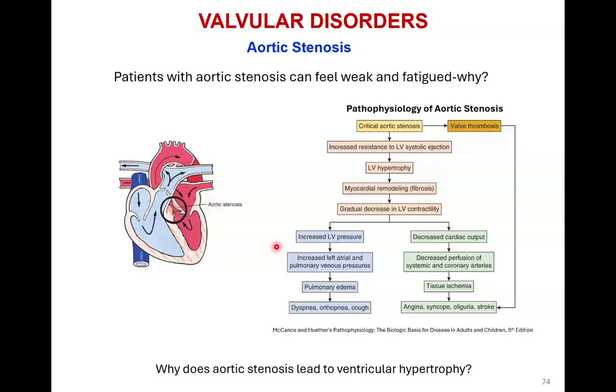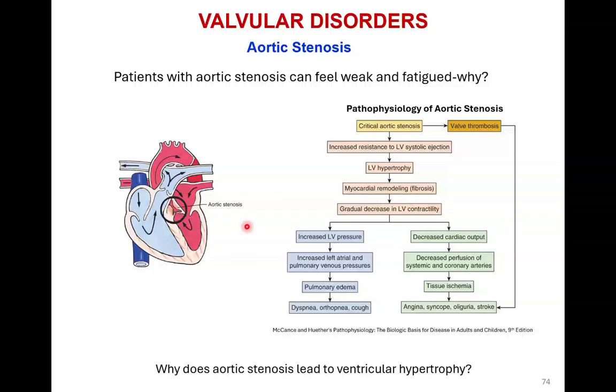And so the question you're asking yourself is, what is the effect on blood flow? What are the consequences for the left side of the heart? What are the consequences for peripheral circulation as a whole? So we start off with critical aortic stenosis. So what does that mean?